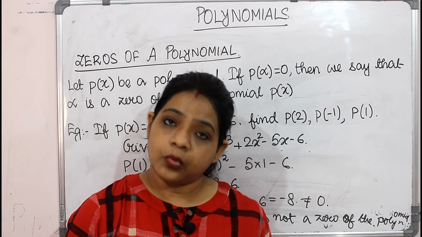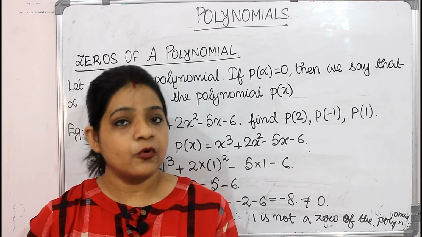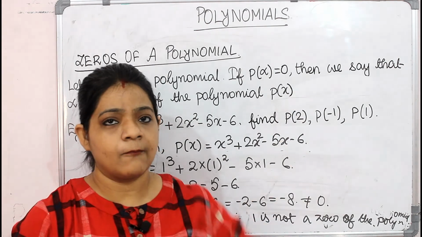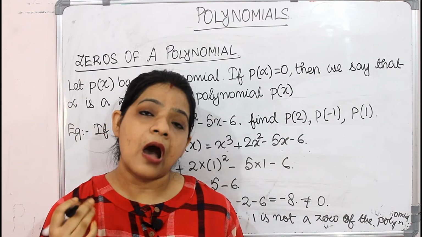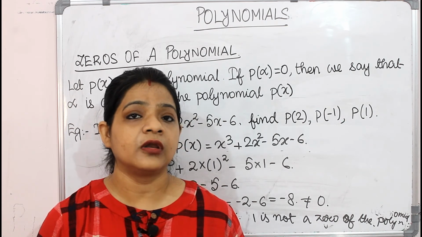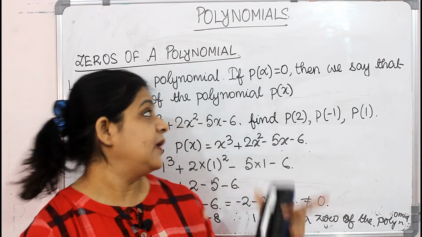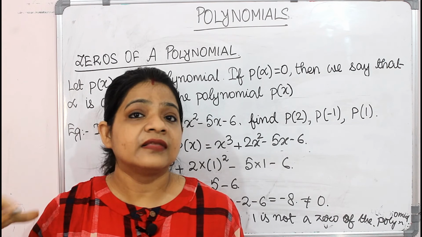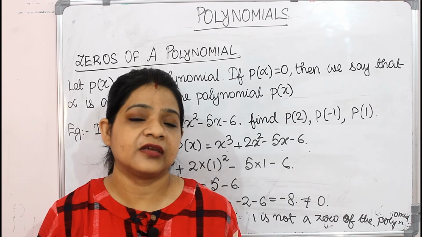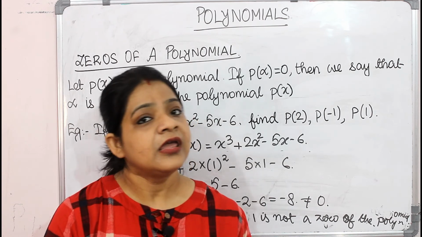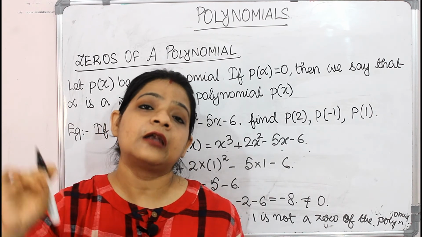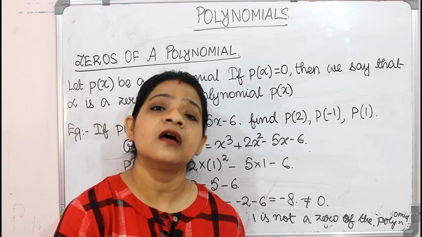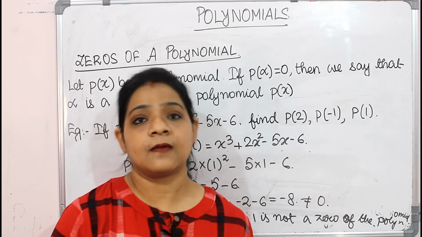So suppose an expression of a polynomial is given to you, say p(x) equal to some polynomial expression. How are you to find whether something is a zero of the polynomial? Suppose you are to find p(2). You just replace x with 2 and see whether after simplification it gives you 0 or not. If it gives you 0, then p(2) is equal to 0, and therefore 2 is a zero of the polynomial. This is the concept of zero of a polynomial, as simple as that.